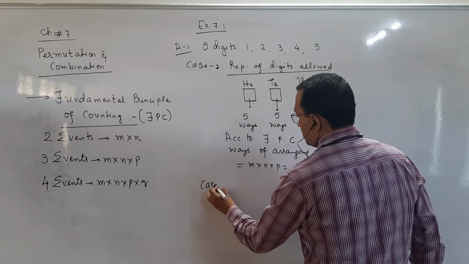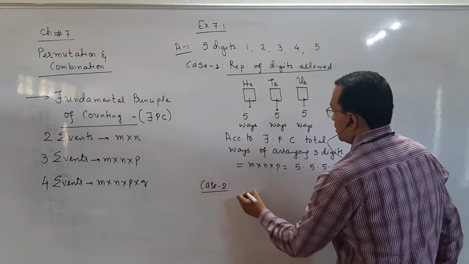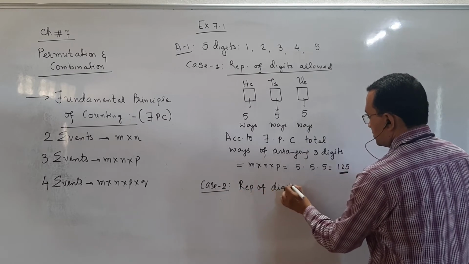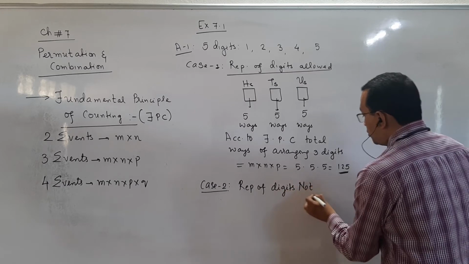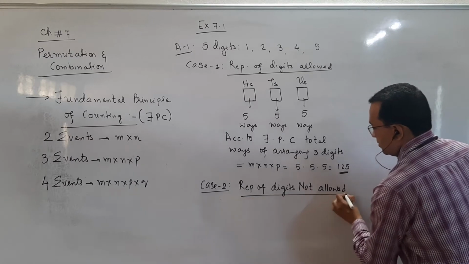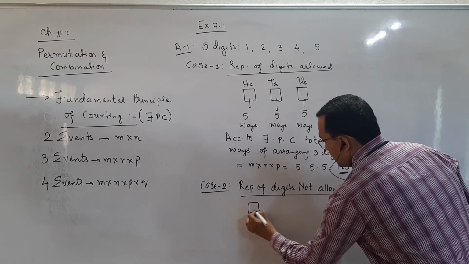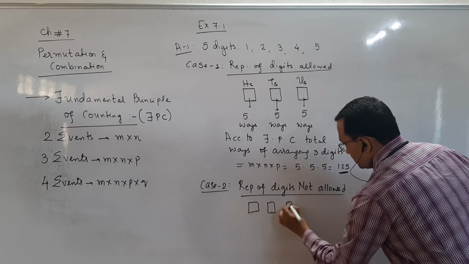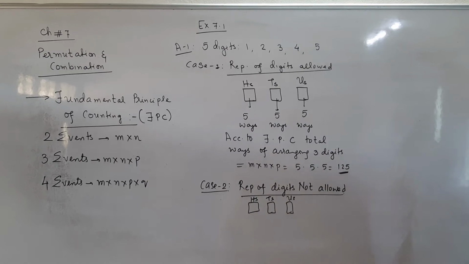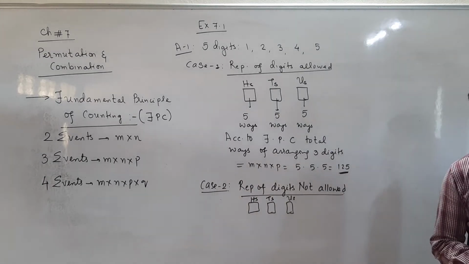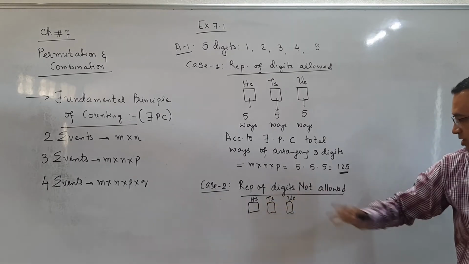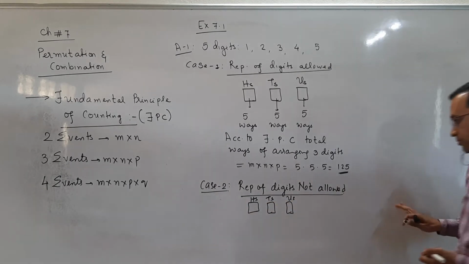So case 2, repetition of digits not allowed, and I'm drawing 3 boxes. This is units place, this is tens place, this is hundreds place. Now be careful. Again, 0 is not a digit, so I have 2 options: either start from left or start from right. Now I am starting from right.